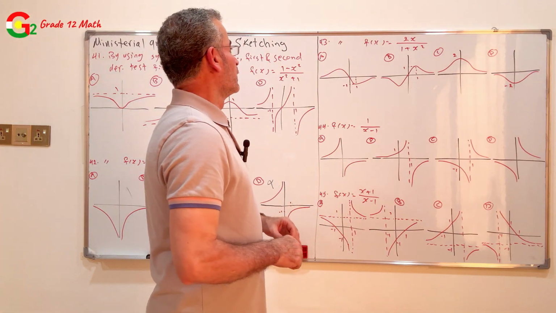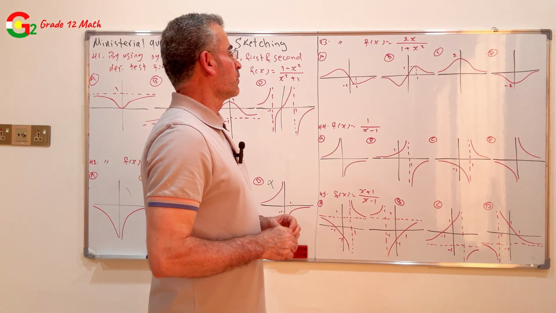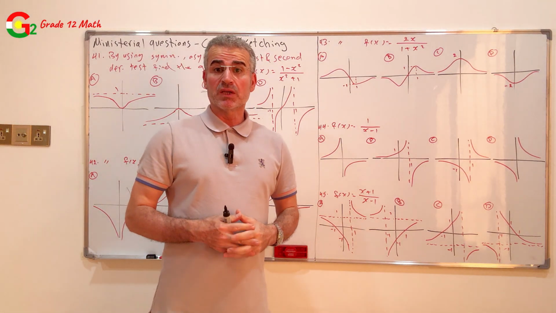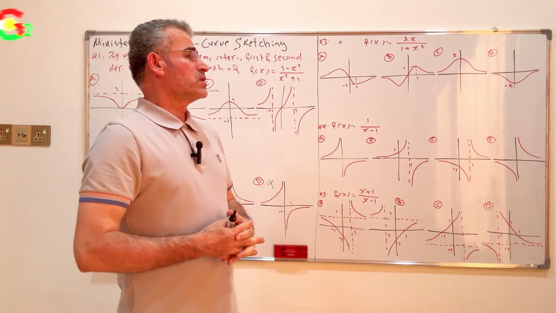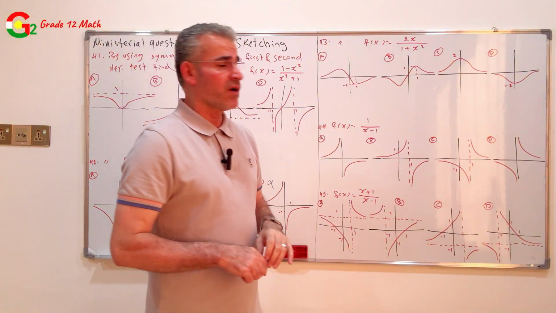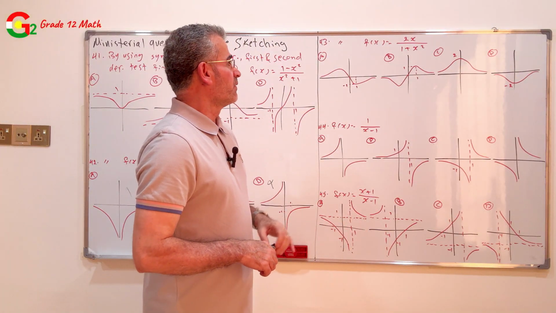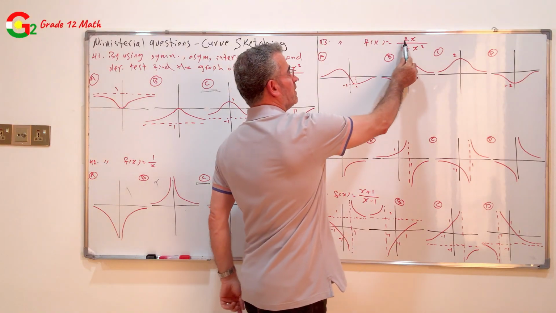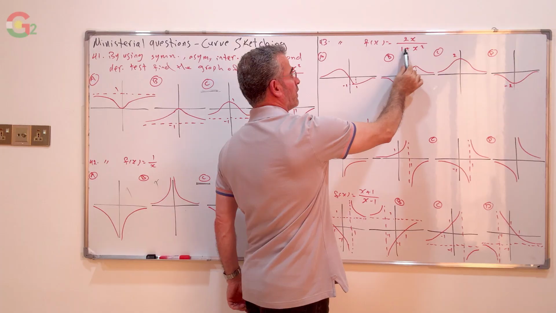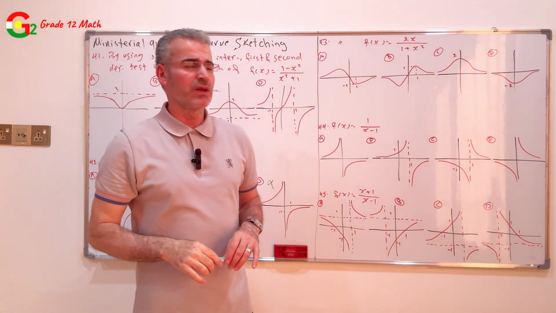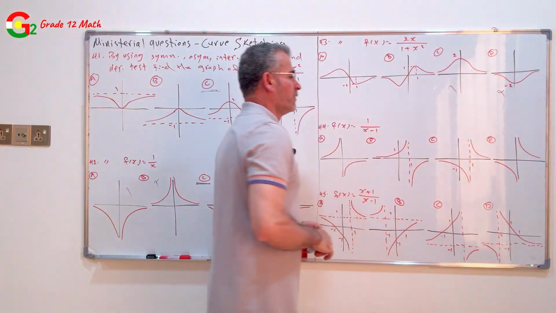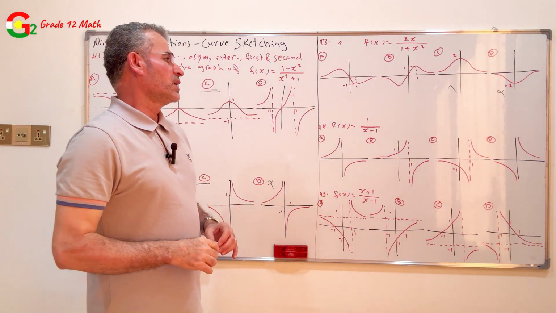Question number 43, f of x equals 2x over (1 plus x power 2). As you see, the degree of the numerator is 1 and the denominator is 2. So we have a horizontal asymptote at y equals 0. All four graphs are right. But the function is odd, since odd over even is odd. So I neglect C and D because the graphs of these two choices are even.